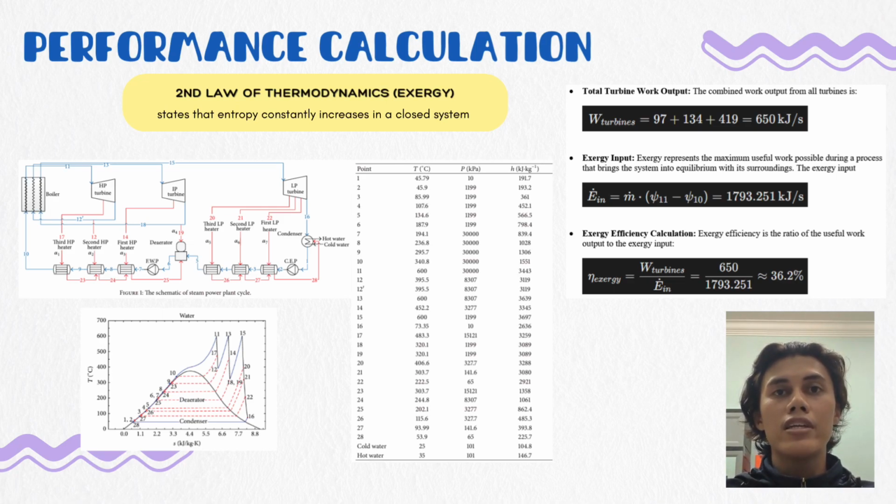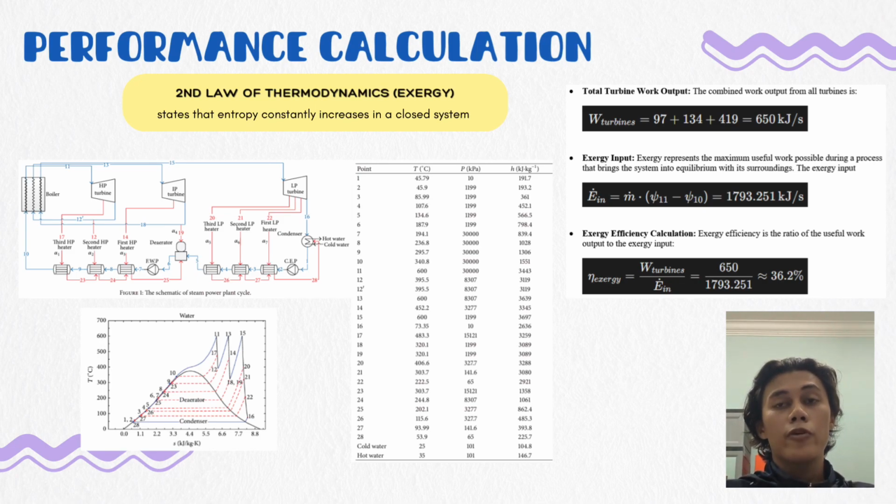Next, to find the heat input or Q in, it is mass flow rate times the enthalpy at point 11 minus enthalpy at point 10. So we got 2385. Then the thermal efficiency is 650 over 2385. Then we got 27.3% for the thermal efficiency.